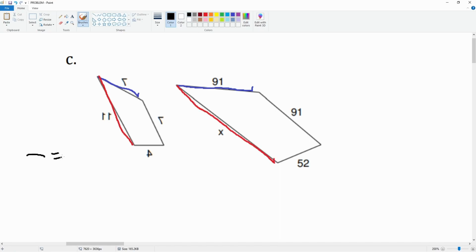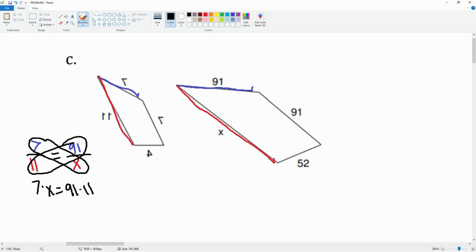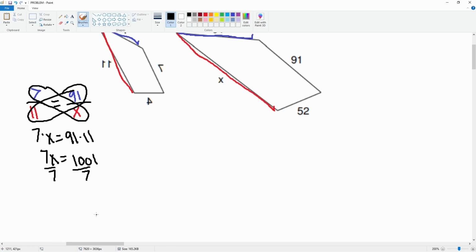So the left ratio is equal to the right ratio. The top one, which is a 7, and the one on the right is a 91 for the blues. Those are the corresponding sides. The bottom, we have an 11, and its corresponding side is the x there. Cross multiply, 7 times x, and then 91 times 11. Okay, 7 times x is 7x. 91 times 11 is 1001. Divide by 7 on both sides. This gets you x is equal to 143.